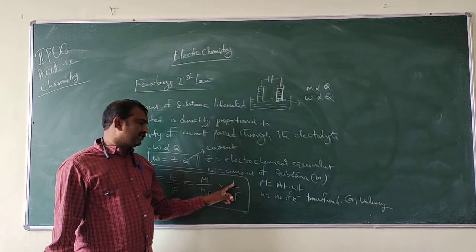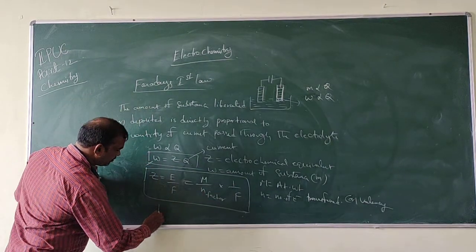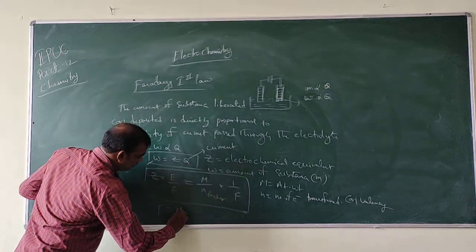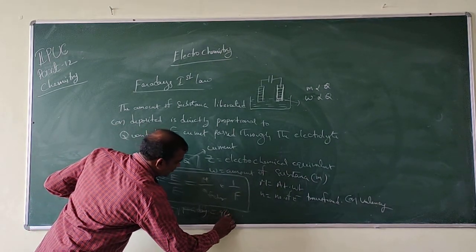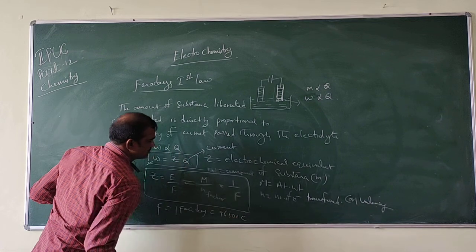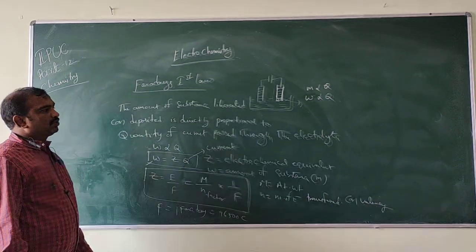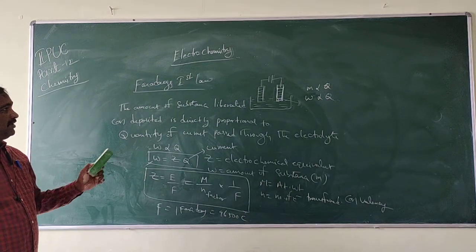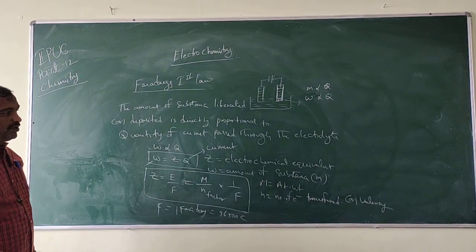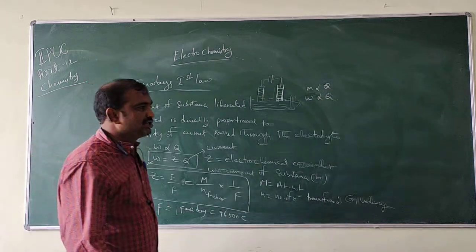And we have only 1 by F. F is what? 1 Faraday. So that is equal to 96,500 coulombs. So this is about Faraday's first law. Next we are going to Faraday's second law. First you take a screenshot of these notes.